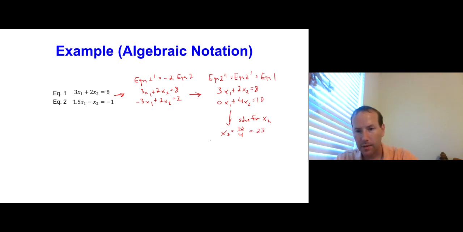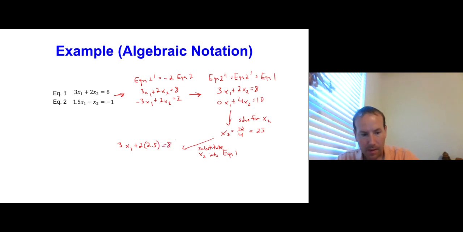Okay, now with x2, we can substitute x2 into equation 1, right? And we get, so equation 1 was 3x1 plus 2, and then this is where we put in x2, this is 2.5 equals 8, and now we can solve for x1.